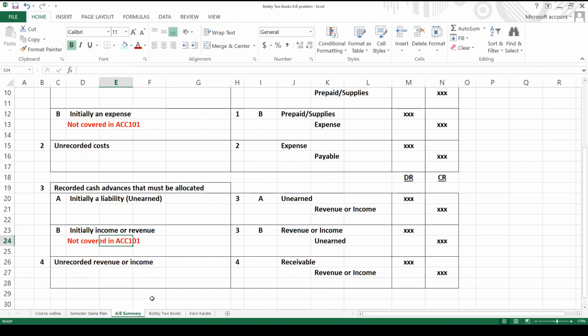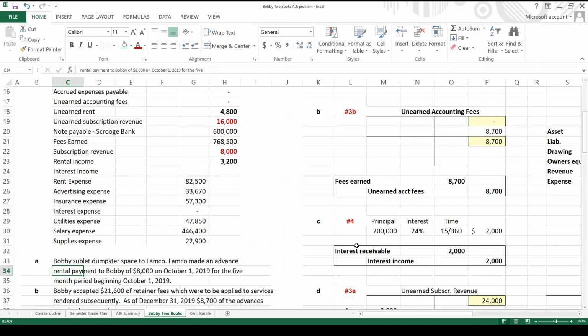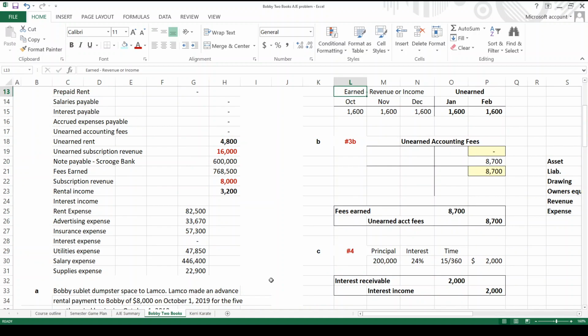Okay, now how do we know which one it is? Let's go back. Let's see. He got $8,000. So we say to ourselves, self, is there an unearned rent account? And the answer is yes. That means this must be a 3A situation where we initially credited the liability account. You say, wait a second, it's $8,000. Why is it $4,800? Well, this is how all my problems work, at least these kind of problems.